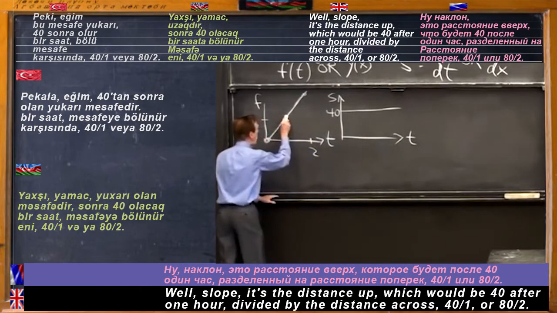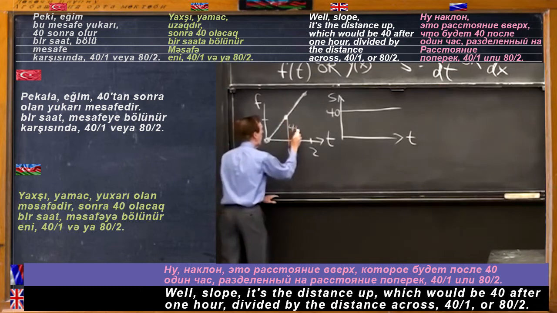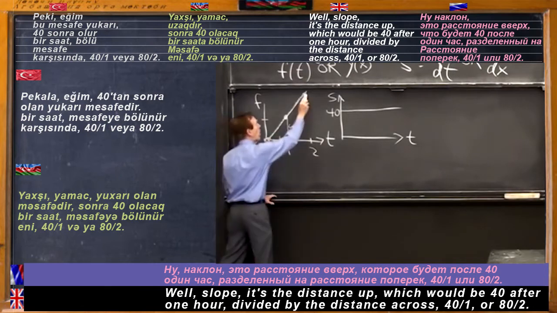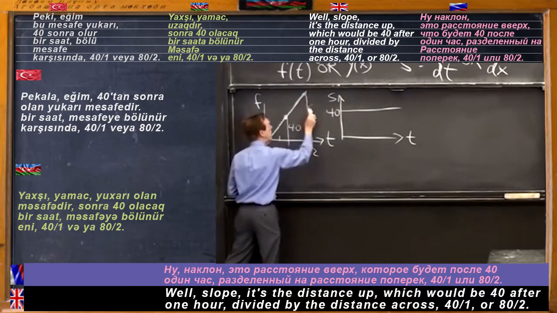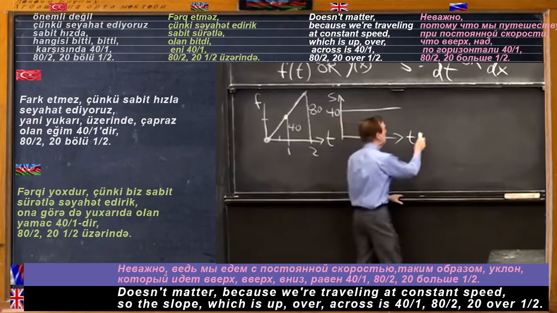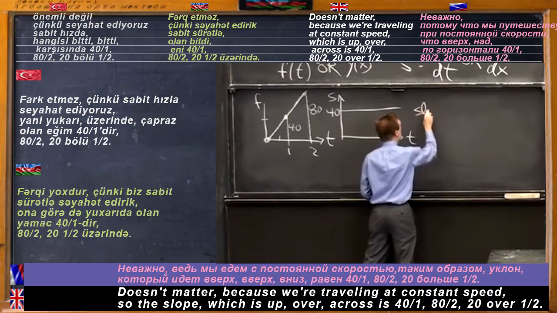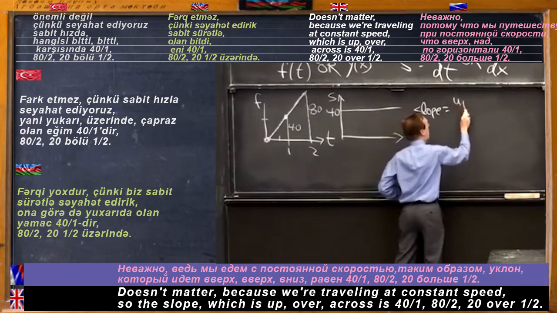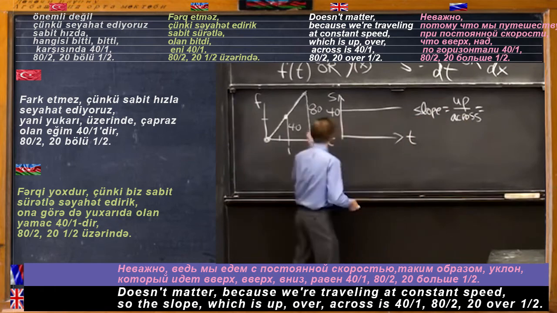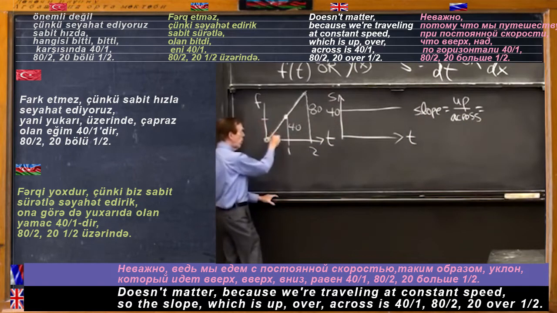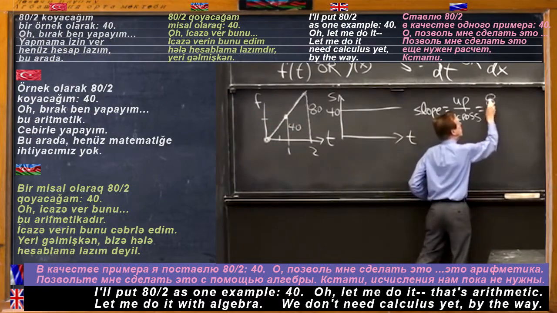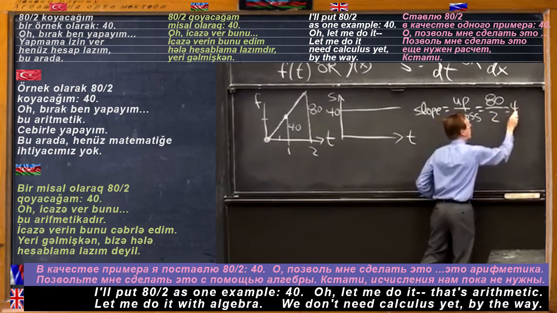It's the distance up, which would be 40 after 1 hour, divided by the distance across, 40 over 1, or 80 over 2. Doesn't matter because we're traveling at constant speed. So the slope, which is up over across, is 40 over 1, 80 over 2, 20 over 1/2. But I'll put 80 over 2 as one example, 40.